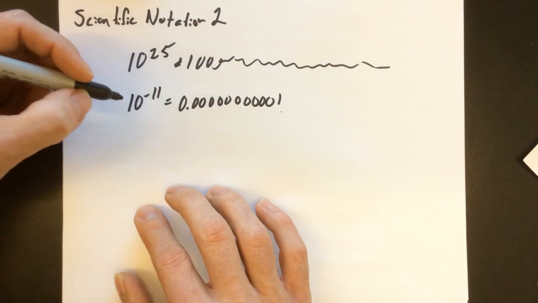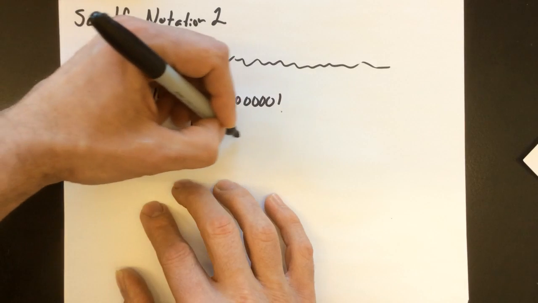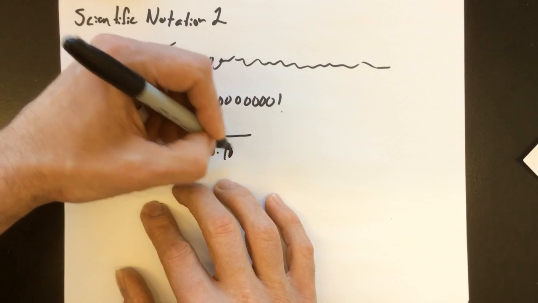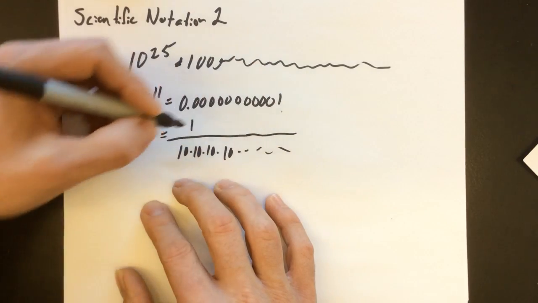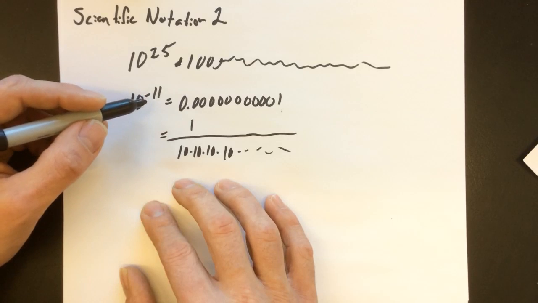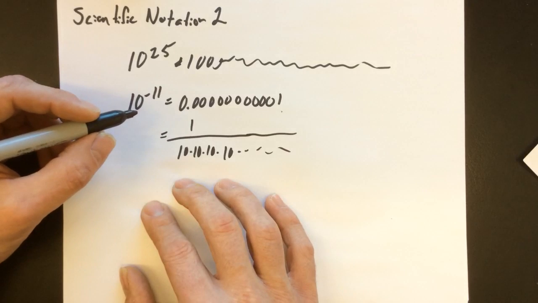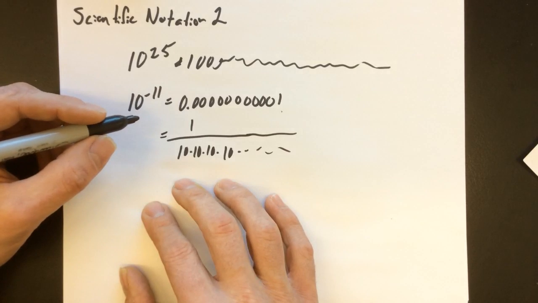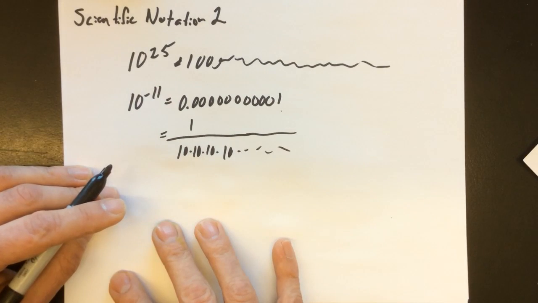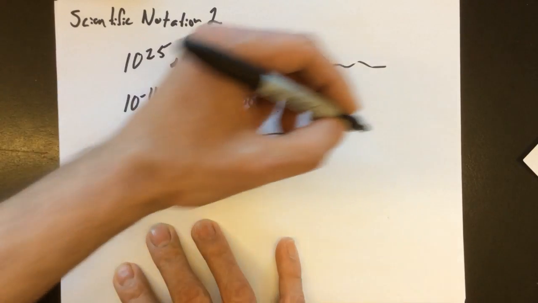And that would make sense if you understand that 10 to the minus 11 is really 1 divided by 10 times 10 times 10 times 10, 11 times. And so 10 to the minus 11 really means that we divided by a very large number. And when we divide by a very large number, we get a very small number. Likewise, if we divide by a small number, we get a large number. So I'd really like to talk about that just a second.